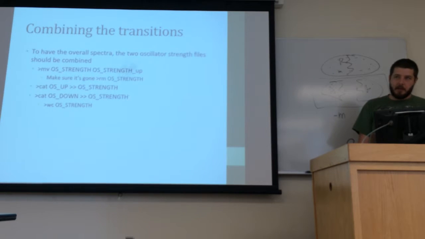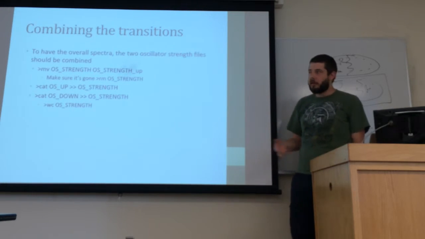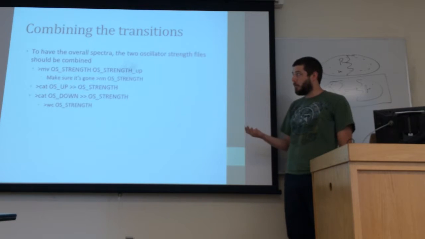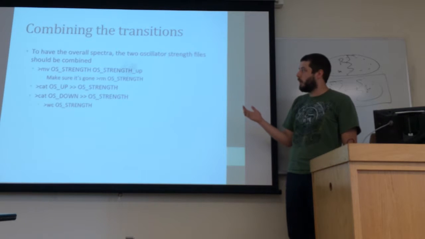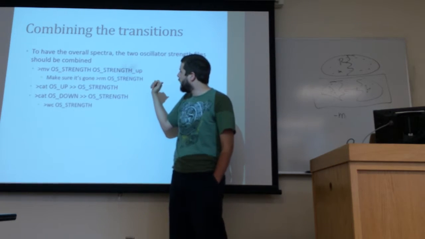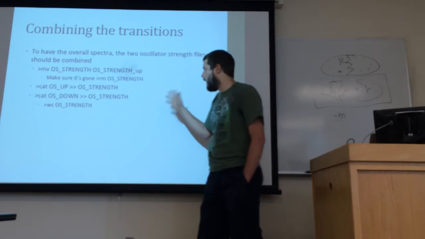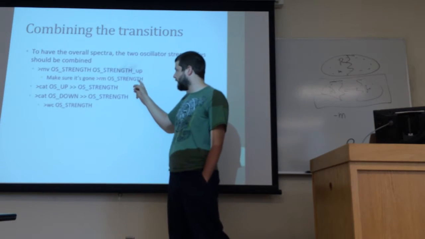So you need to combine these two oscillator strength files into one file. As I mentioned before, everything that's oscillator strength up doesn't have that tag saying that it's up at the end, it's just oscillator strength. So you'll want to move that to oscillator strength up and make sure it's gone just by removing it as well. If it's successfully moved, then it'll say this thing doesn't exist.